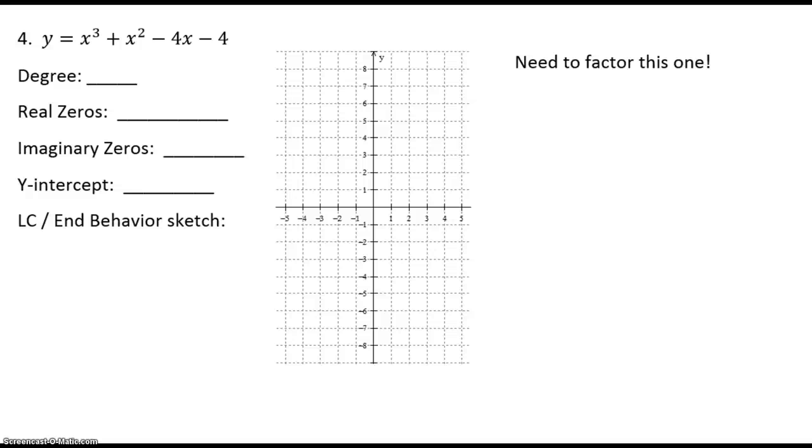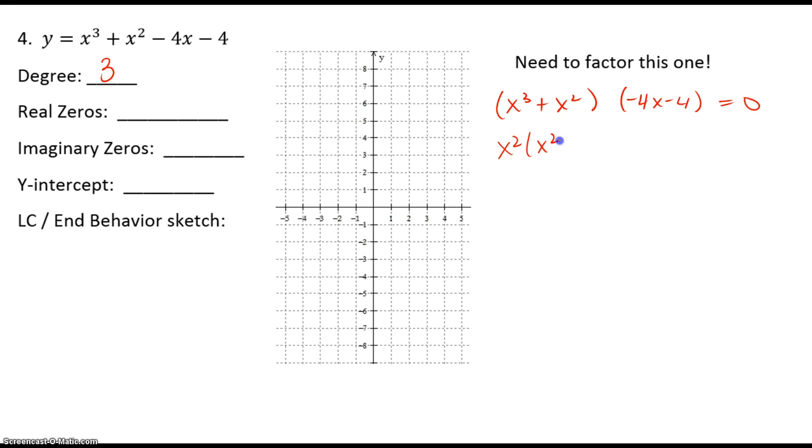Okay, so on this one, if you notice, the degree is easy to pick. It's in standard form. But the zeros require a little bit more work. We need to factor this before we can find those zeros. So when I see 4 terms, right away I think factoring by grouping. So I'm going to group the x cubed and the x squared. And I'm going to group the negative 4x minus 4 and set it equal to 0.